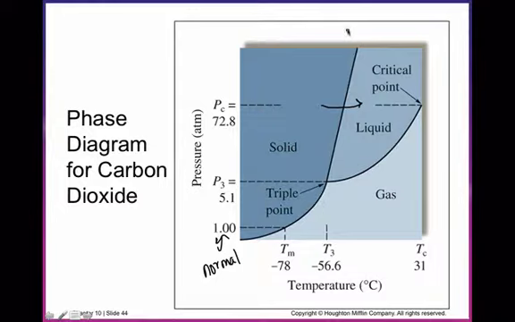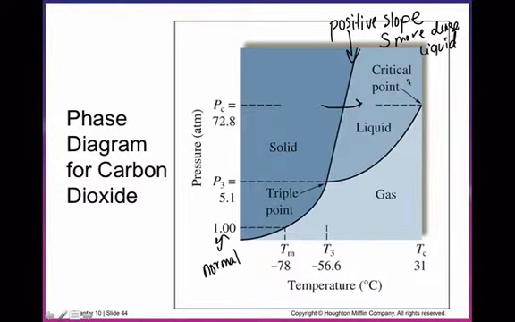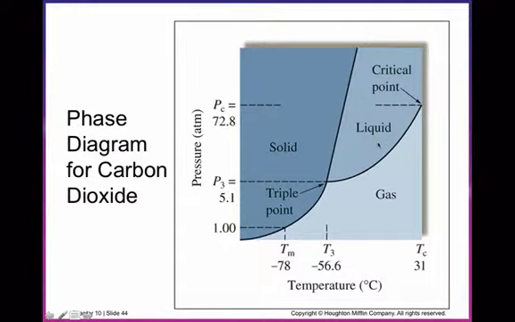The last thing I'm going to point out, do you see how this is kind of sloping? I think they say it has a positive slope. Positive slopes mean that the solid is more dense. So the solid is more dense than the liquid. And that's how it should be for most substances. Where we see that difference, though, is with water.